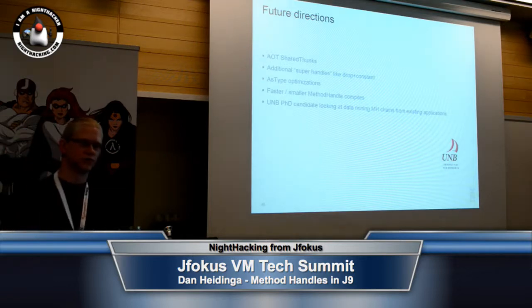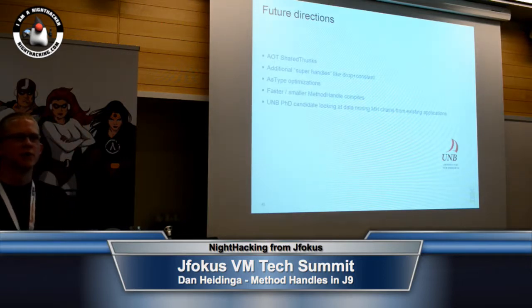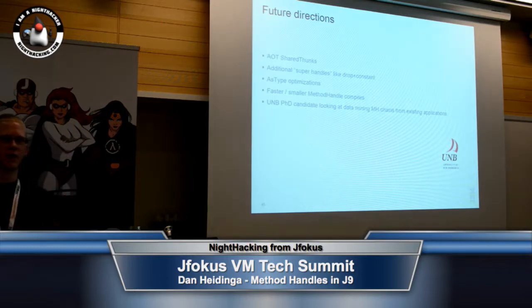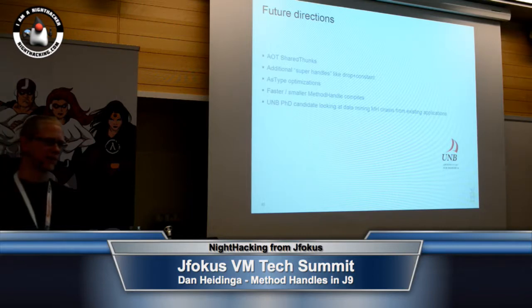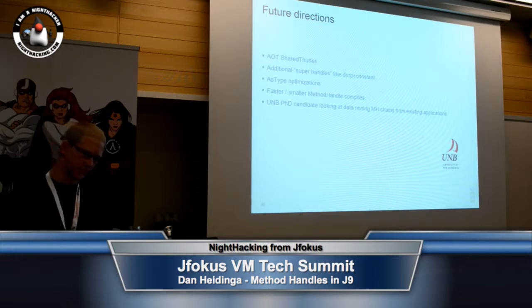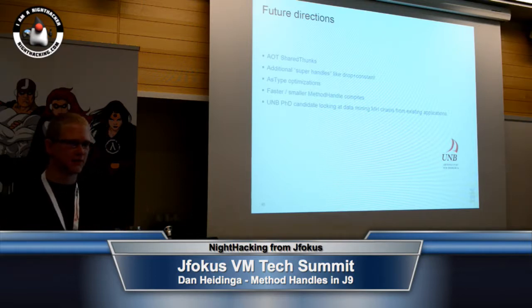We're also looking for additional super handles like the drop and constant. As I mentioned in the last point, I have a UNB, University of New Brunswick, PhD candidate who's looking at data mining method handle chains out of JRuby applications and Nashorn applications to see what are the operations that come in common enough that we could find ways to cache them. We're also looking at how to speed up our method handle compilations. Right now, because of the way we do our IL generation for them, they're slower than they need to be. And so we're looking at how do we make these smaller and faster. And, again, asType is a perennial problem, so we're looking at how do we make that work better.